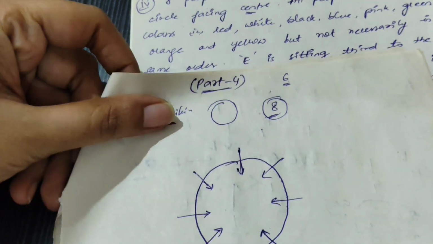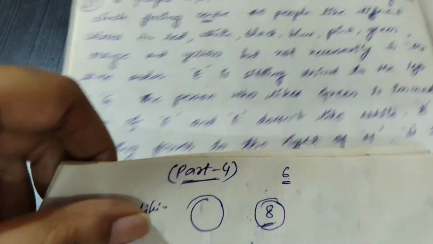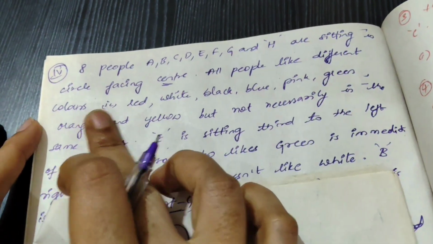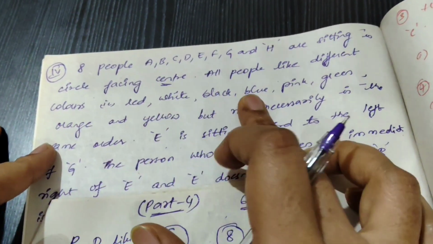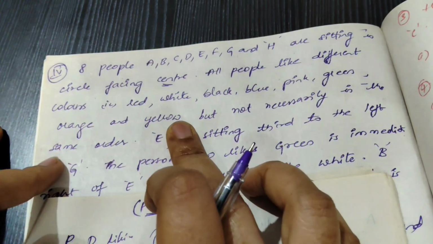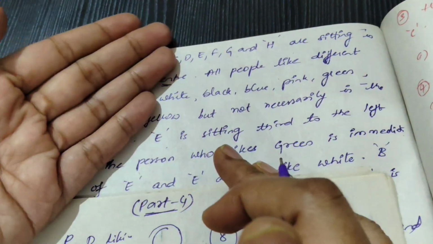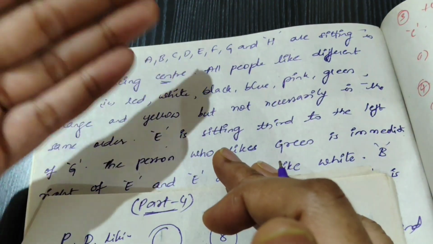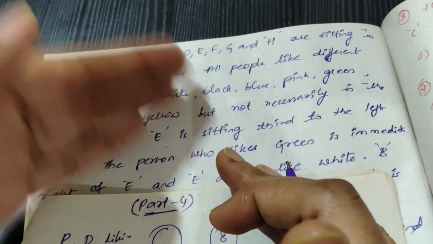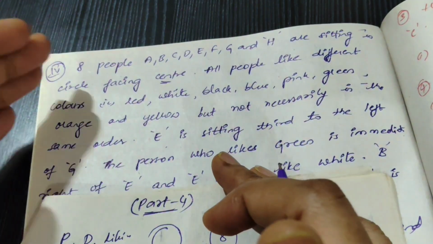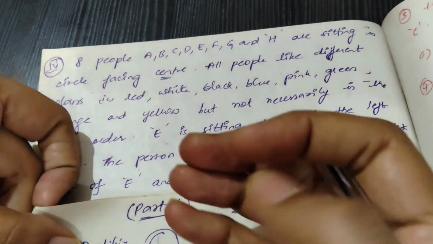Here, single direction. Now all people like different colors, that is red, white, black, blue, pink, green, orange, and yellow, but not necessarily in the same order. These 8 persons all are facing center, that is inside, and all 8 people like these colors. Now, same as previous models, take each clue.